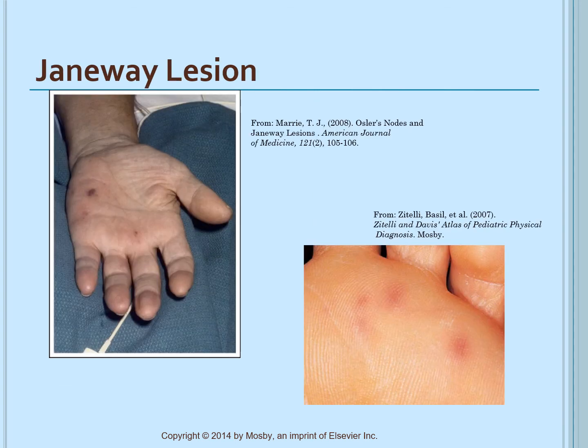Same with Janeway lesions. These are flat and painless, so they're not raised up like the Osler's nodes are, but these are also seen on the palms and soles of the feet and are very specific to IE.